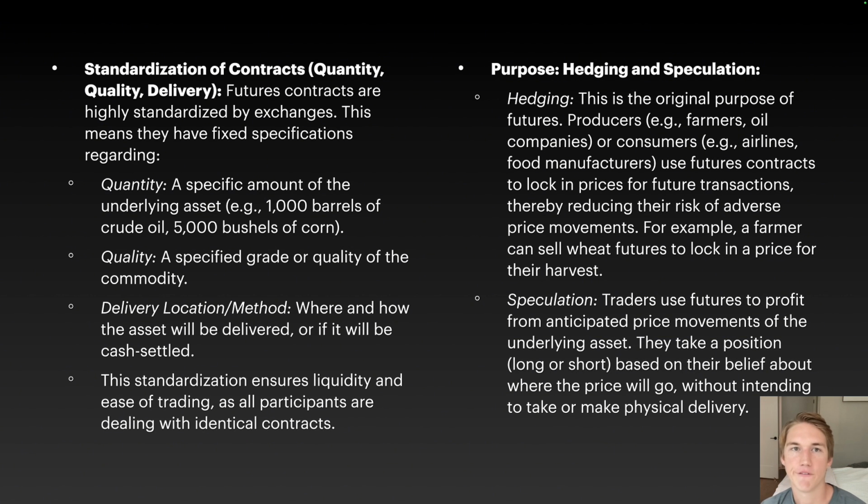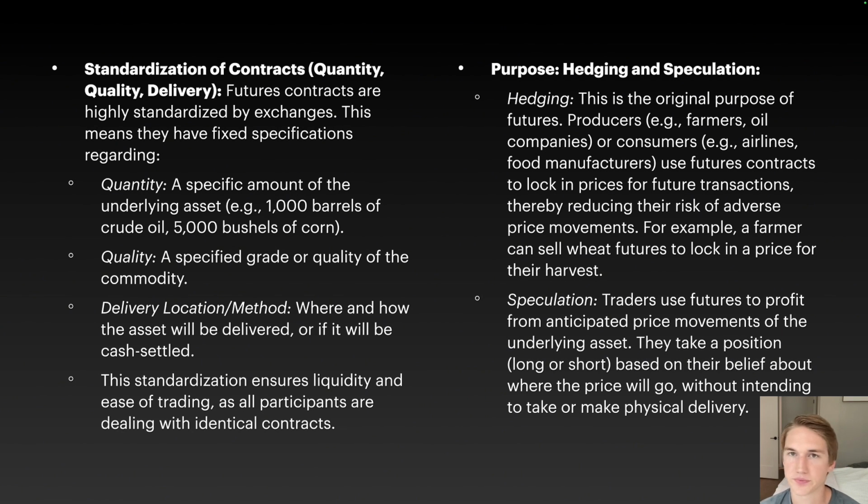Standardization of contracts. Futures contracts are highly standardized by exchanges. This means they have fixed specifications regarding quantity, quality, delivery location, and the method of delivery. So for example, on the quantity, when you're trading crude oil futures and you want to exercise that futures contract, that's going to be 1,000 barrels of crude oil per contract, or 5,000 bushels of corn per contract. The quality is specific, so it has to be of a specific quality, and the delivery location and method is always predetermined.